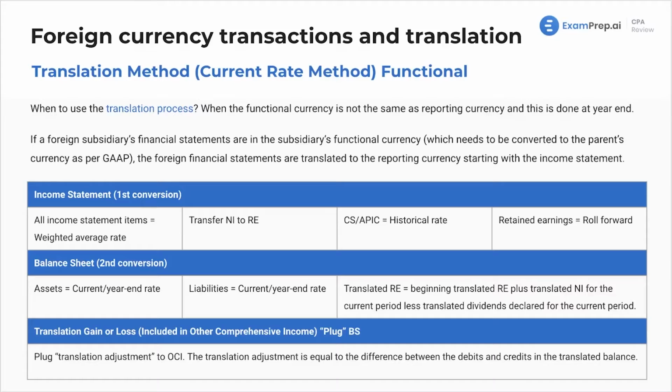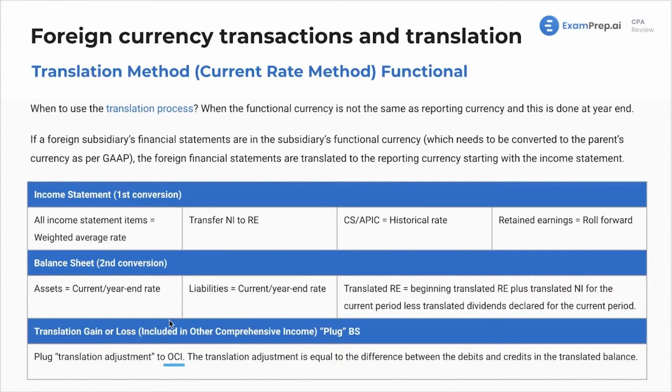And as I always point out, when we see them in different sections, we've got OCI. So if you've got that, you remember from your Puffer mnemonic, right? We've got translation, gain or loss. This is only for translation, not for remeasurement. Keep that in mind. Something to just take note of. So plug translation adjustment to OCI. Translation adjustment is equal to the difference between the debits and credits and the translated balance.